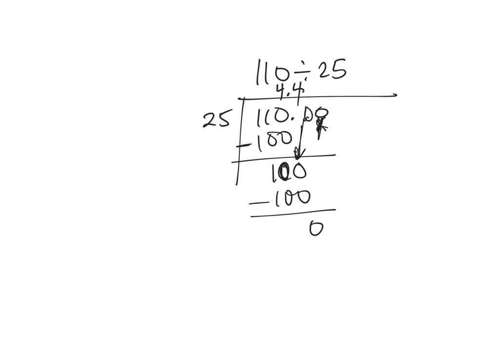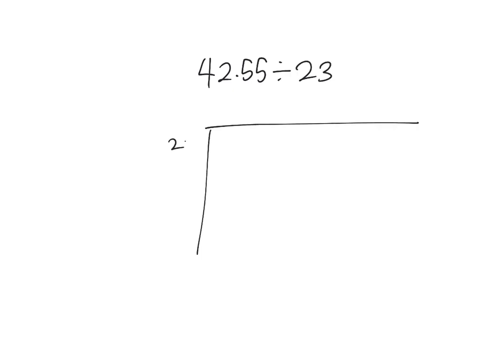Sometimes you add zeros, 10, sometimes you have 2 zeros after that number. So let's look at an example of 42.55 divided by 23. In this case, we have 23 there. That's the divisor, 42.55. So 23 goes into 42 one time. 1 times 23 is 23, right? So we have 23. That's going to be 42 minus 23. So we have 19, and then we bring down that 5.